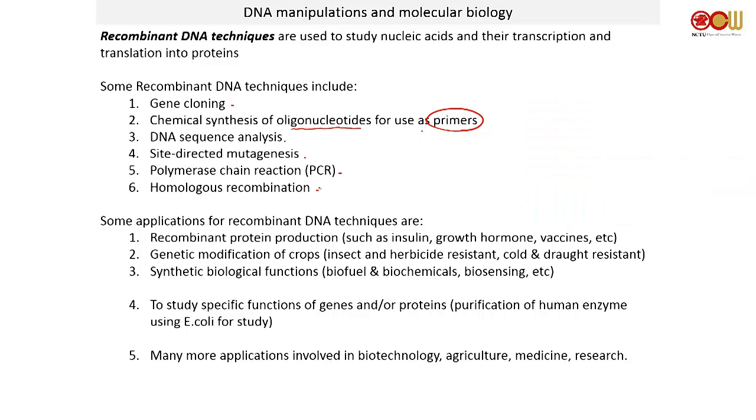We also have genetic modification of crops. For example, you engineer crops to be insect and herbicide resistant, cold and drought resistant, things like that. We talked about that last time. The stuff that I do in my lab, synthetic bio, we make biofuels, biochemicals, etc. Or we can do some studying of a specific function of a gene or a protein. Okay, so you can purify human proteins, or you can purify other proteins in E. coli, and then we can study it in a large amount. And then we have a lot of other applications out there for recombinant DNA techniques.